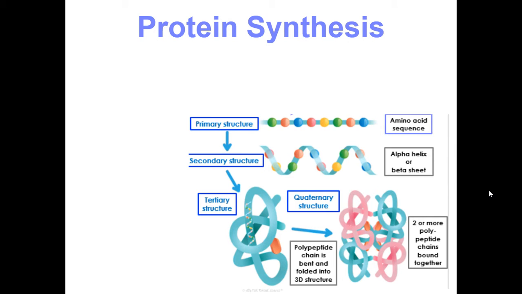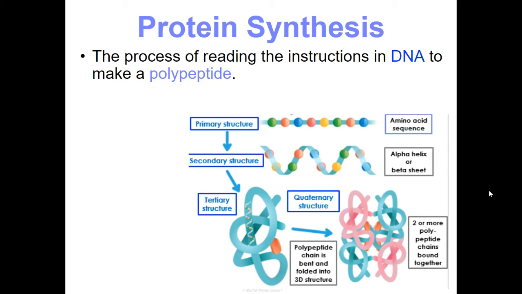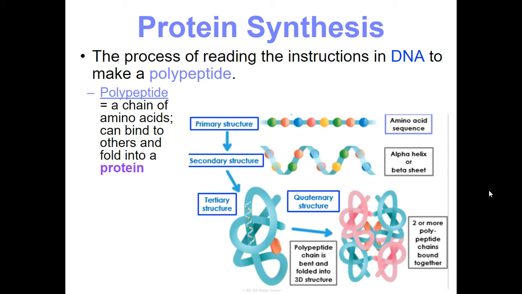So, starting with protein synthesis, we have to recall a couple of things from the beginning of the year. We know DNA is a nucleic acid, and its main goal is to hold on to our genetic information. How do we get that genetic information? It is actually through the production of polypeptides or proteins.